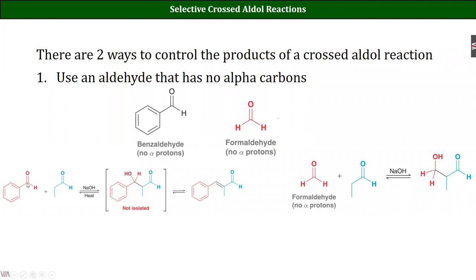Benzaldehyde, because there's no alpha protons, we can only get one product. And basically, you don't even really require that much heat in this case, because you're never going to see that aldol product. You're always going to get the dehydrated product, because that gives you that resonance.